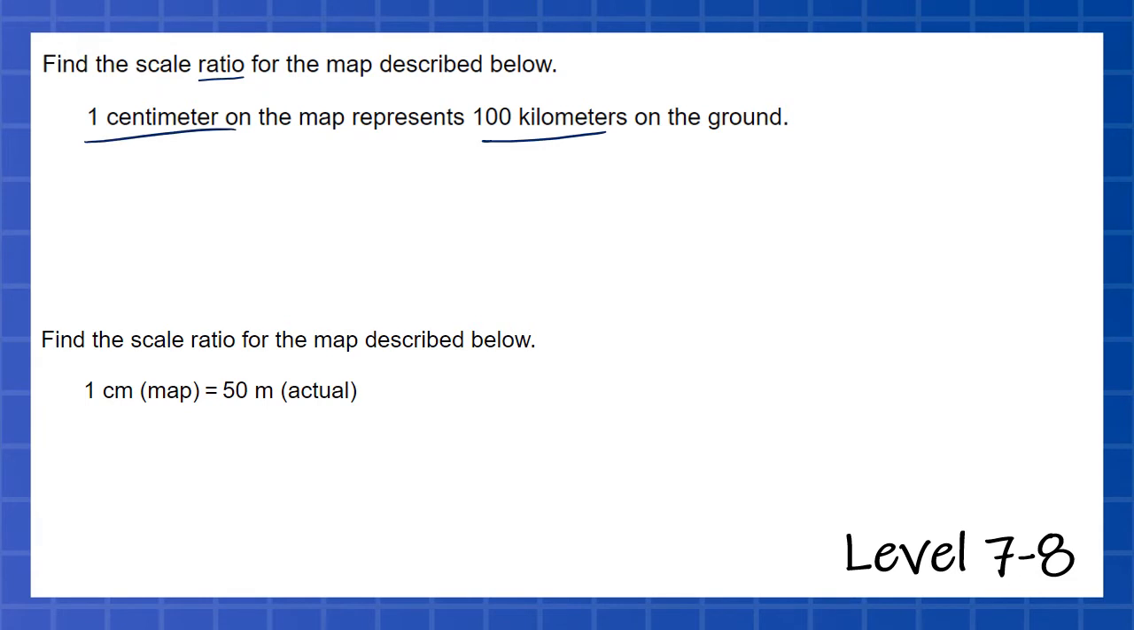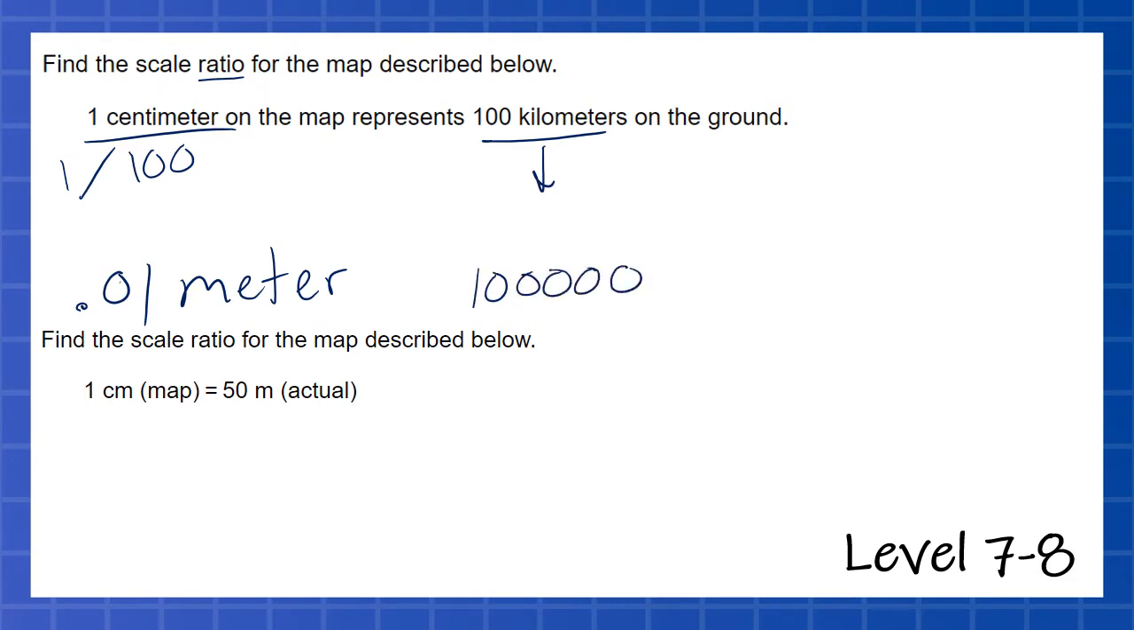I could convert them both into meters. So 1 centimeter is not as big as 1 meter, right? They're different. A centimeter is smaller. In fact, I'd have to divide by 100, and so I get 0.01 meters is 1 centimeter. 100 kilometers, that's more than a meter. So it's not just 100 meters, it's 100,000 meters. Each kilometer is 1,000 meters, so that's 100,000 meters.